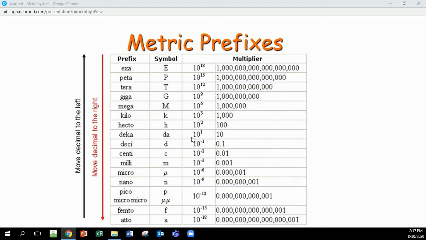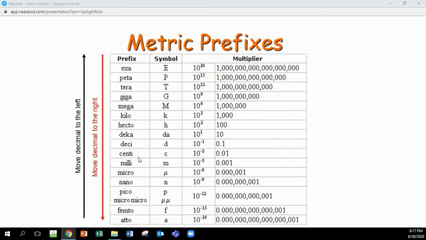And in the other direction, if you have deca, you have times 10 to the positive 1, then 2, then 3, then it jumps up to 6, 9, 12, 15, 18. So there's a pattern here that you need to recognize. You need to know what each of these prefixes means. You need to know that kilo means times 10 to the 3 or 1,000. You need to know that micro means times 10 to the minus 6 or 0.000001. So you need to know what those mean.